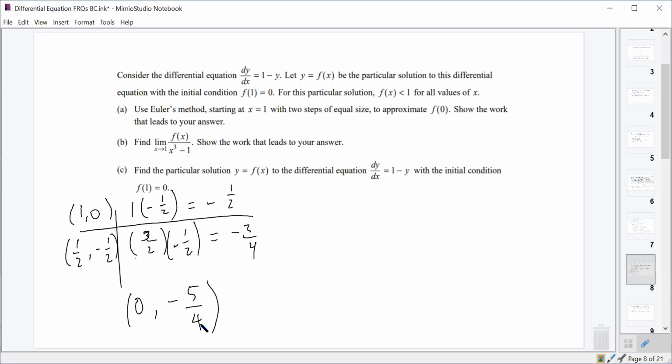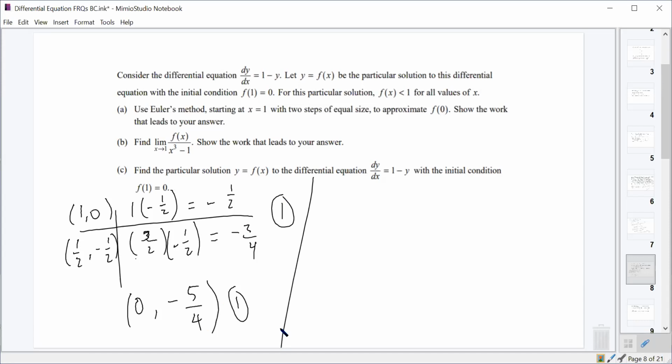All right, cool. Everyone good with that? Let's see how many points that was worth. I didn't finish writing it out. Okay, it was worth 2 points: 1 for this work and 1 for the answer.